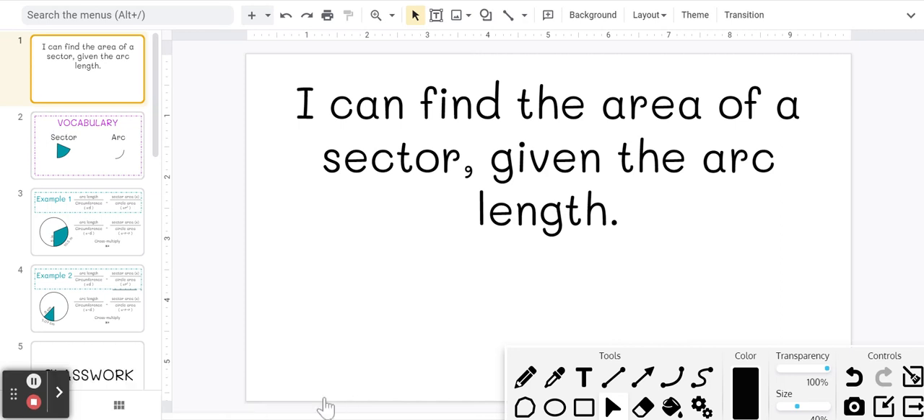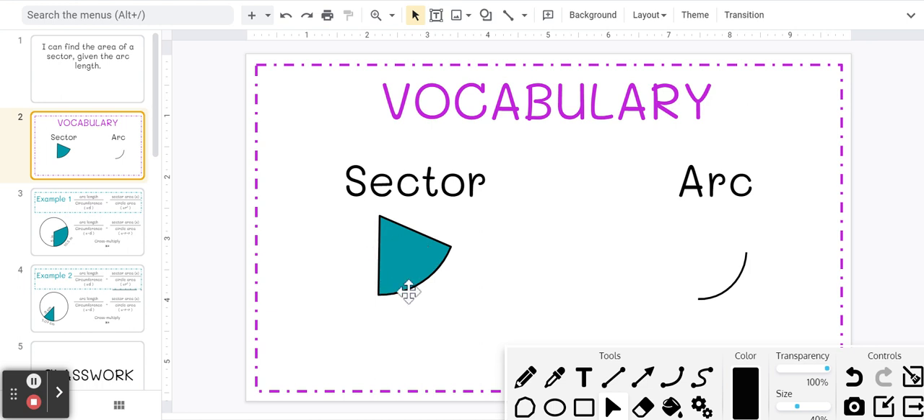I can find the area of a sector given the arc length. A sector is a piece of a circle, and an arc is a curved line. And for today's assignment, that curved line will be like the crust piece of the sector.